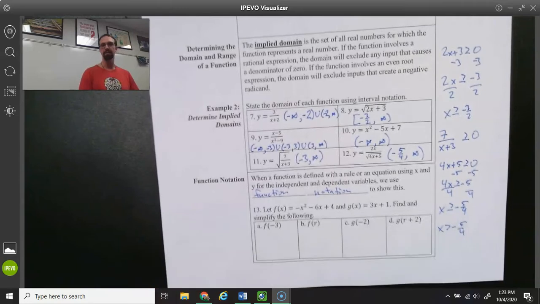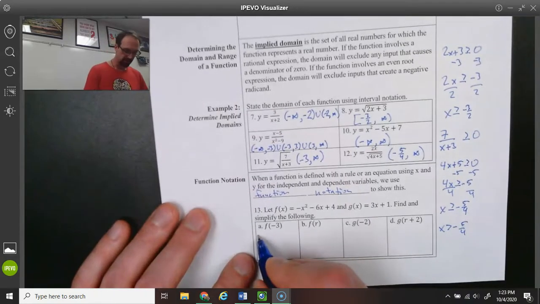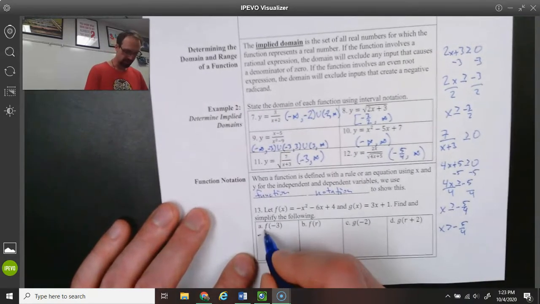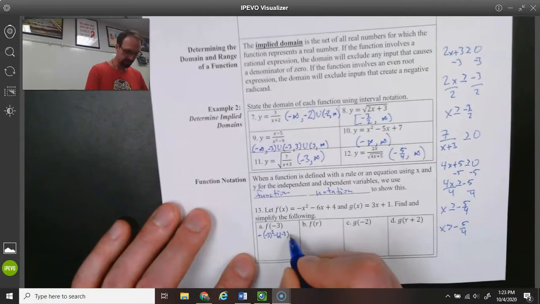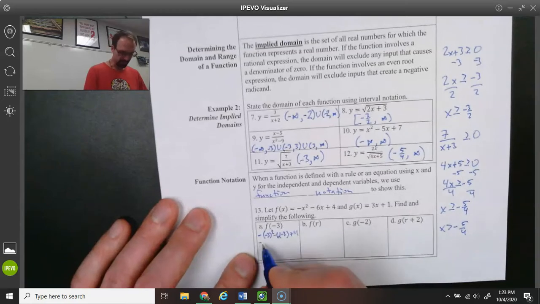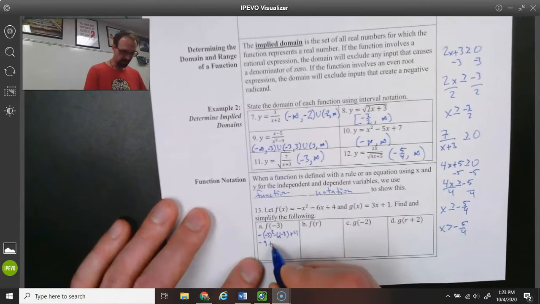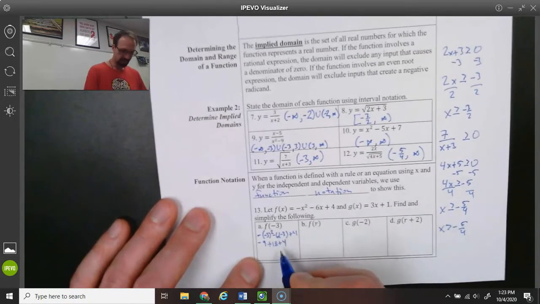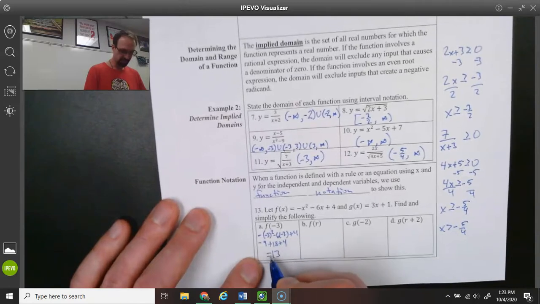f of negative 3 means that wherever you see an x in the f equation, you plug in a negative 3. So for this case, you have the opposite, negative 3 squared minus 6 times negative 3 plus 4. Negative 3 squared is 9, so I have negative 9, because of that negative sign out in front, plus 18 plus 4. 9 plus 4 is 13.